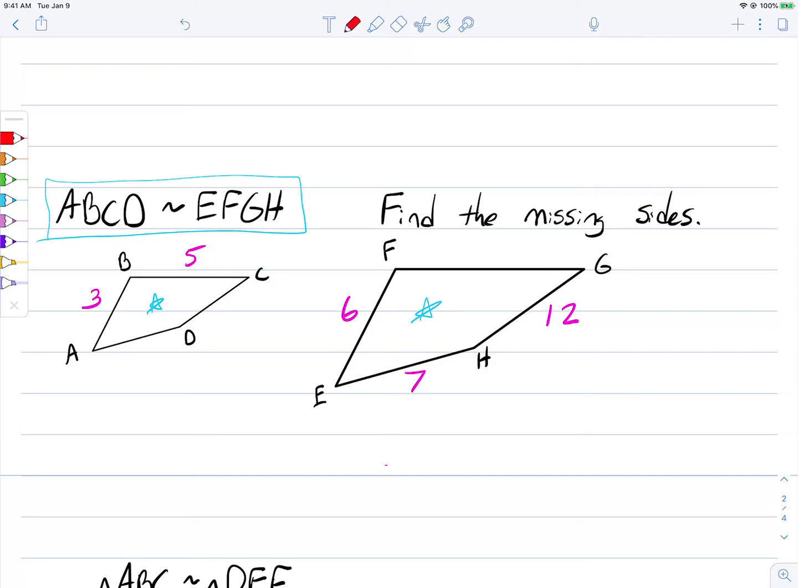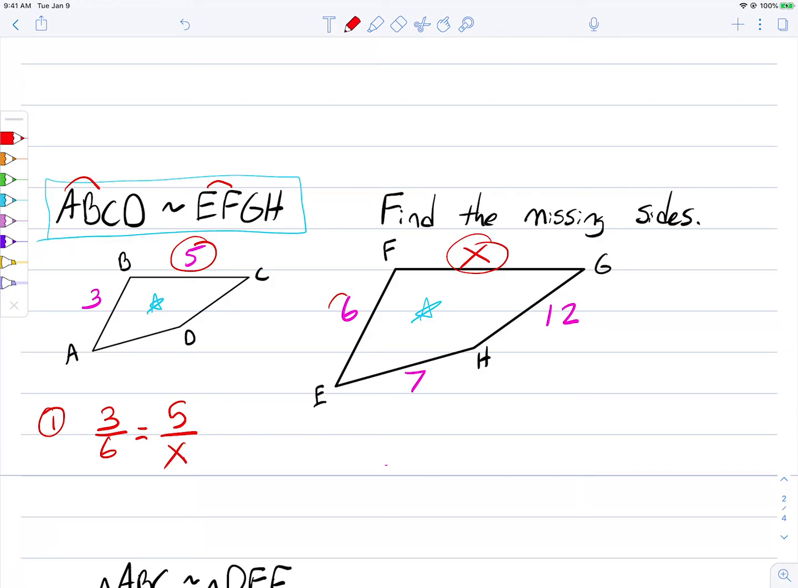You could write a ratio. So I'm going to show you one of the ways to do this. Side AB, which is 3, corresponds to side EF, which is 6. So let's just say I wanted to find the distance from F to G. I'm going to call that X. I could say that must be the same as BC, which is 5, to X, which is the side that we're missing.